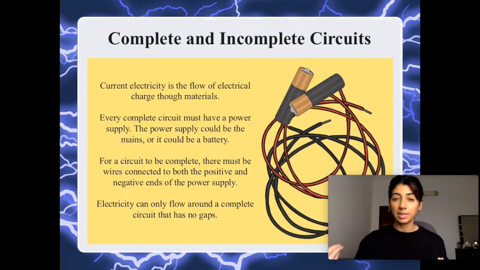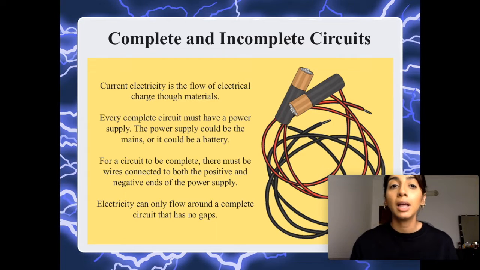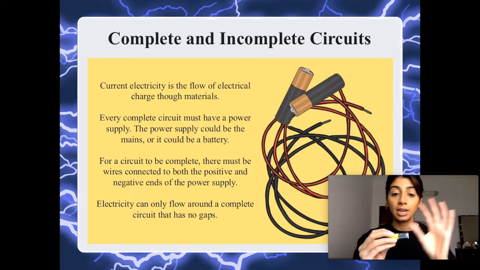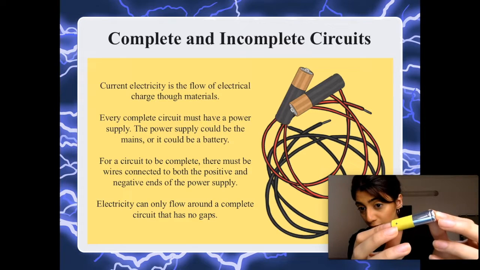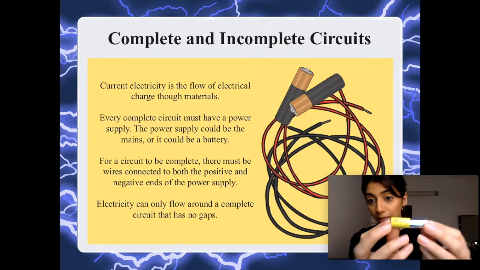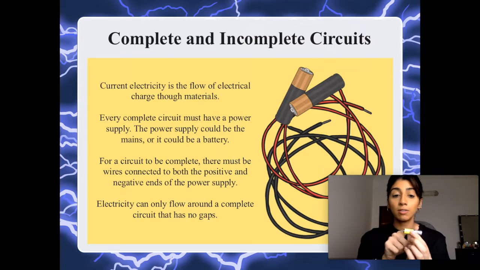But it must have a power source. And what I mean by that, a power source could either be a mains or a battery, which is what we talked about before. If it is a battery, for example, here, because it's easier to explain, if you look at any battery that you have, you would find that there is a positive and negative sign. So one side is positive, and one side is negative.